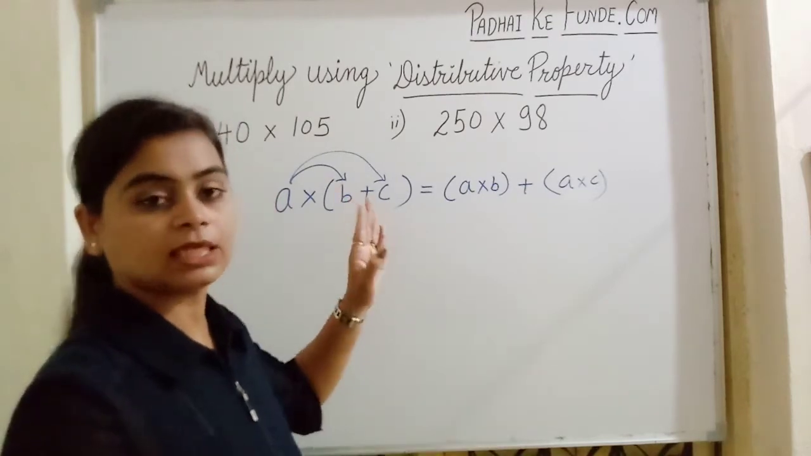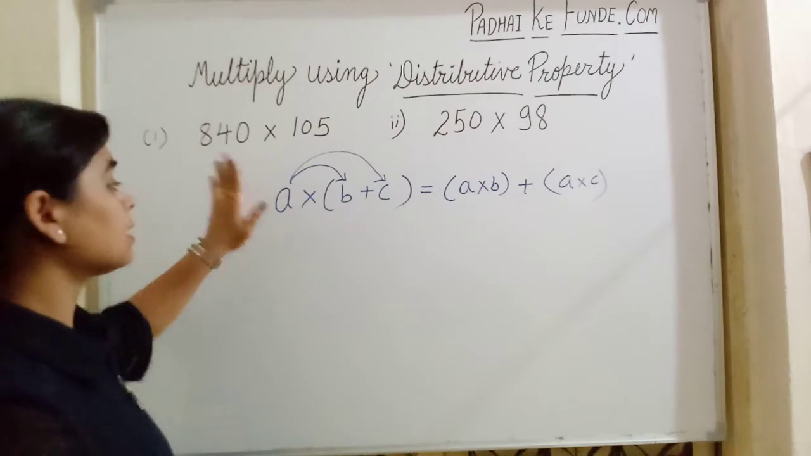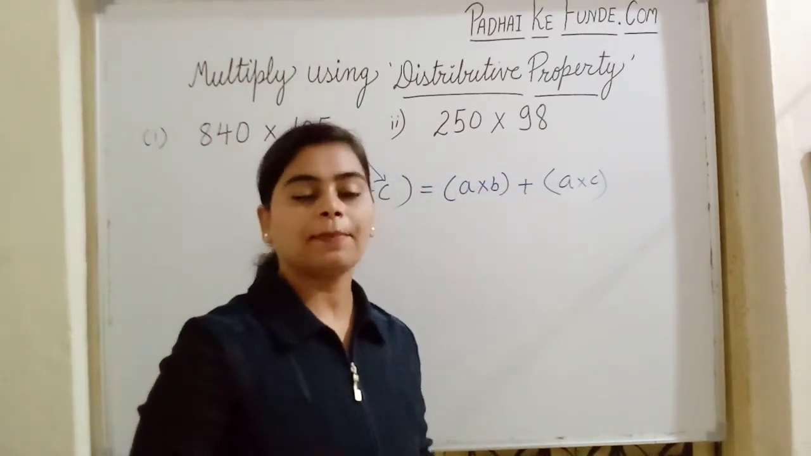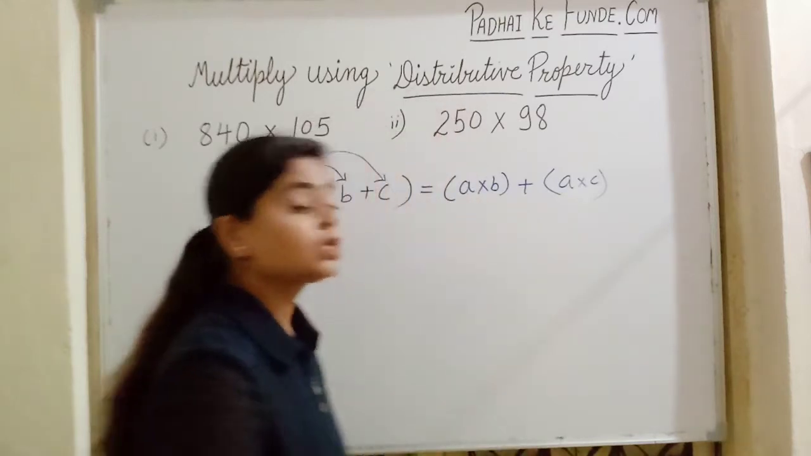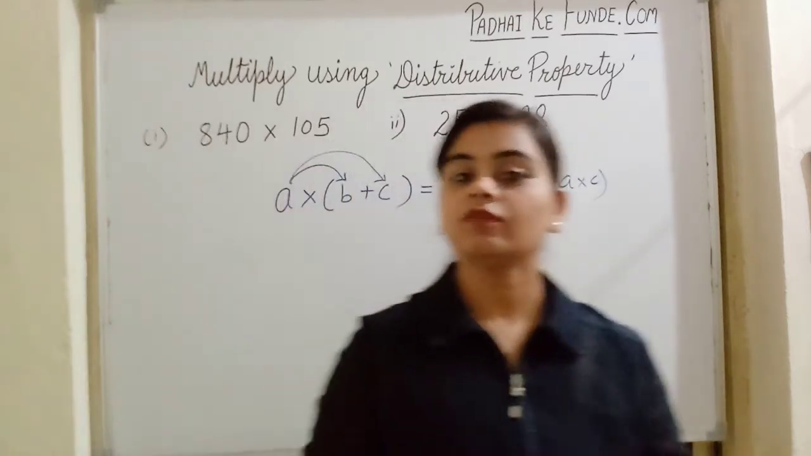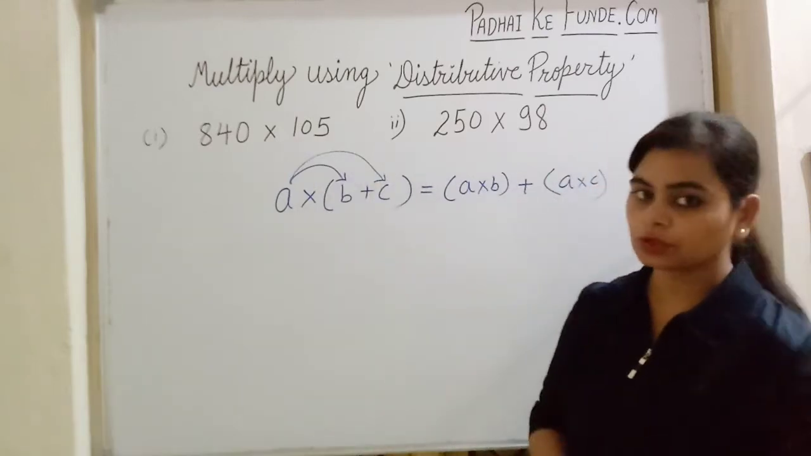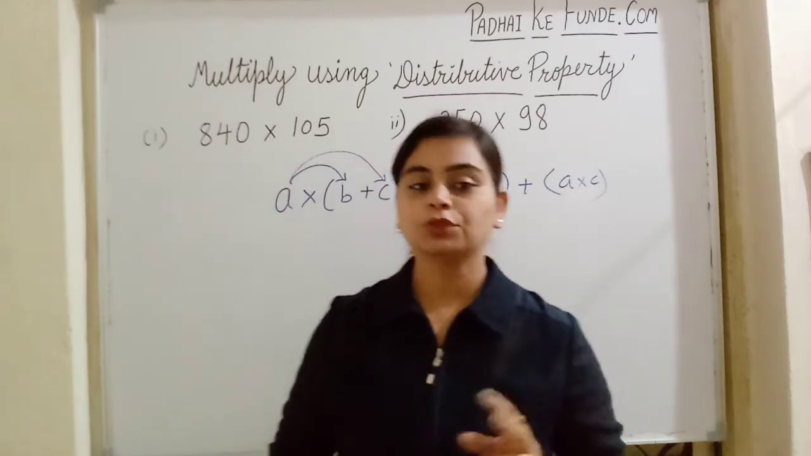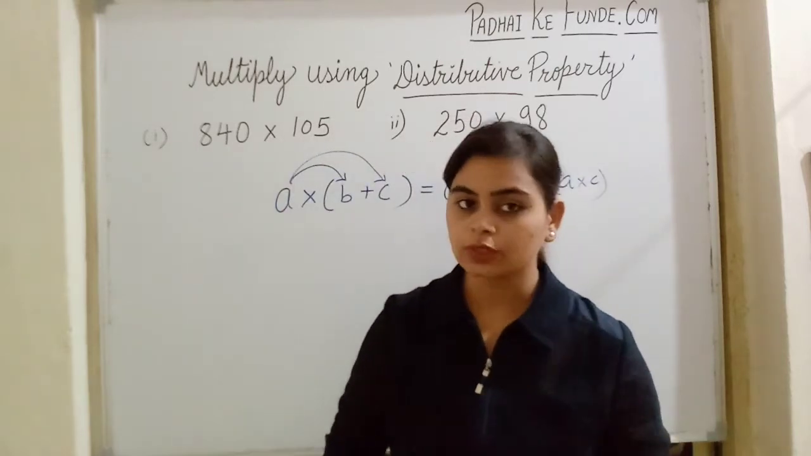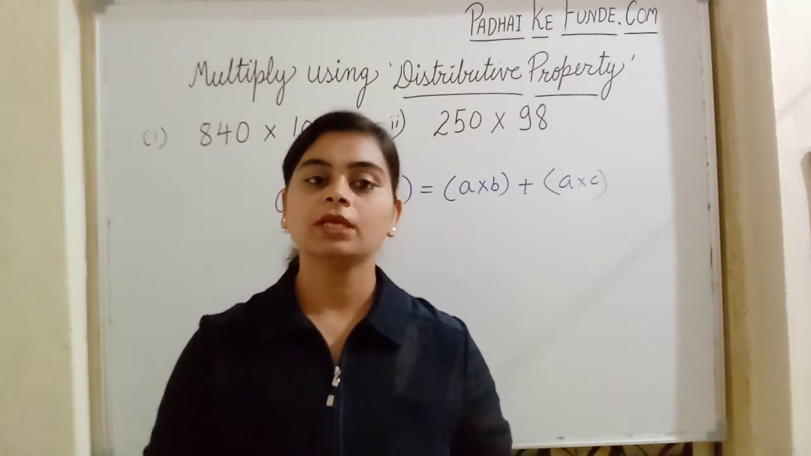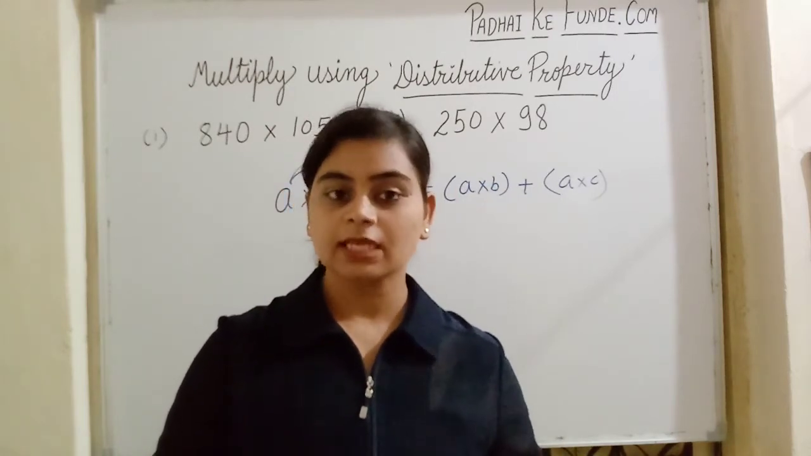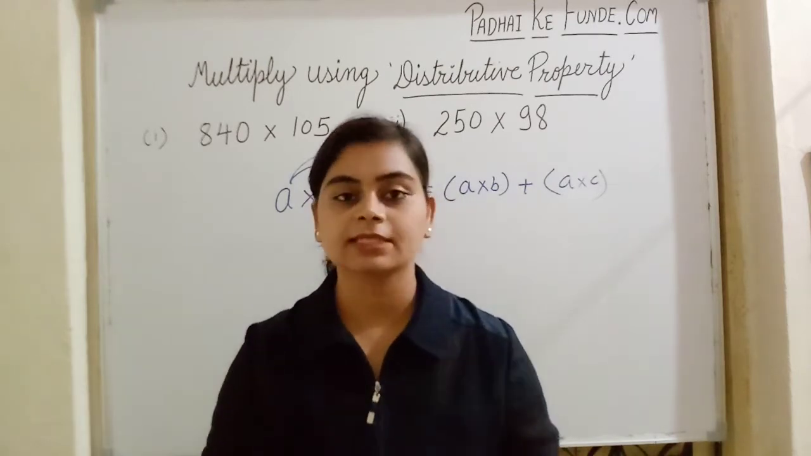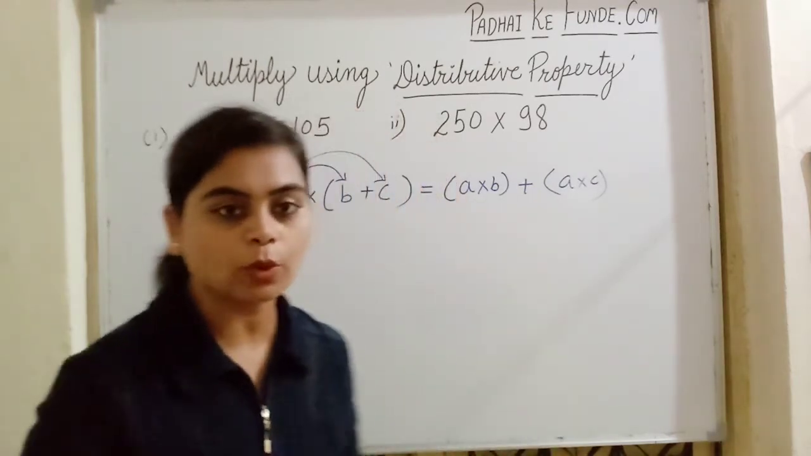But here we can see that the question is neither in this form nor in this form. Then how to apply the property here? That is very simple. We will choose a number from both of them which can be converted as the sum of two numbers. Out of these two numbers, any one should have 0 at one's place, or we can say it would be a power of 10, that is 10, 100, 1000 and so on.